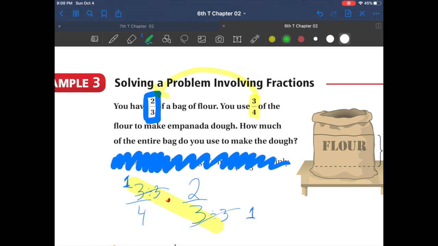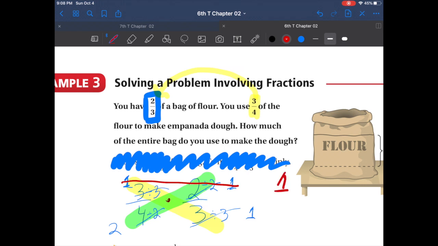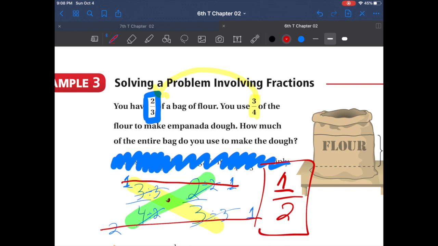And now, is there a number that can go into 2 and 4? Yeah, 2, right? So let's divide by 2. That gives you 1. And 4 divided by 2 gives you 2. So all we got to do now is multiply straight across. 1 times 1 is 1. 2 times 1 is 2. So how much of that bag of flour did we use? We used half of it.